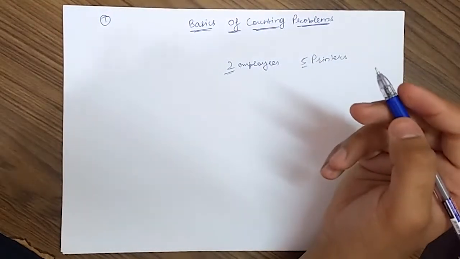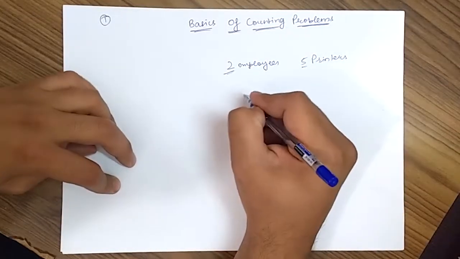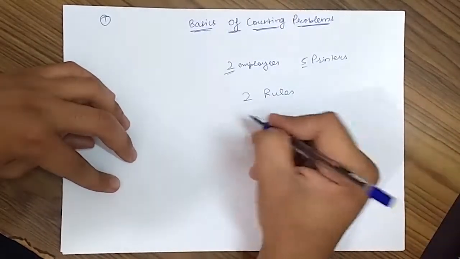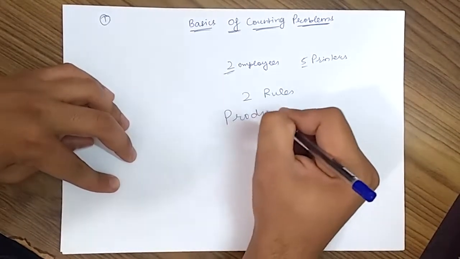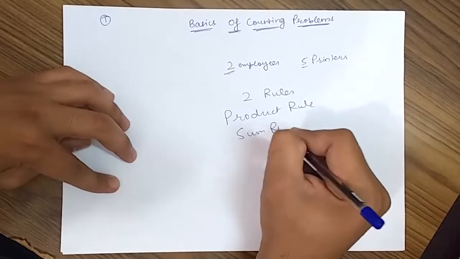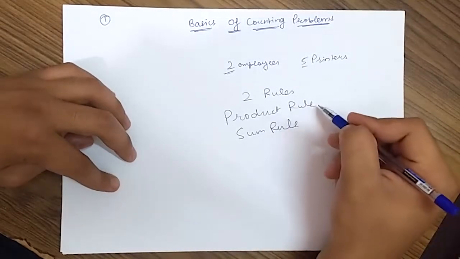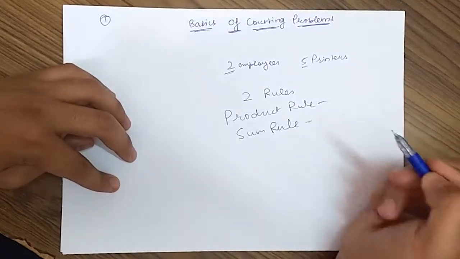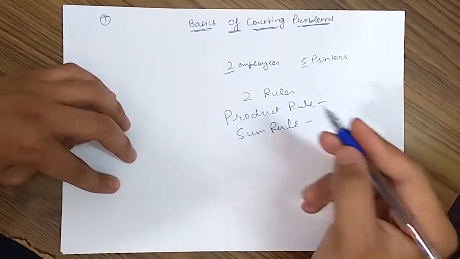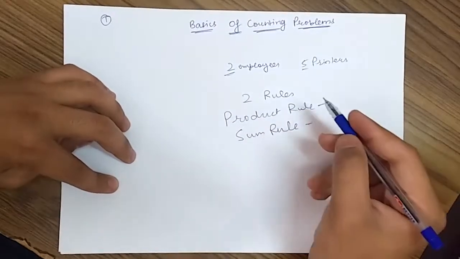So for solving counting problems, there are just simply 2 basic rules, 2 very simple rules: the product rule and the sum rule. You don't have to remember these names as such, you only have to remember the methods which I am going to tell you. So the product rule says that, for example, see the definition. You don't have to remember this, I'm just saying it.